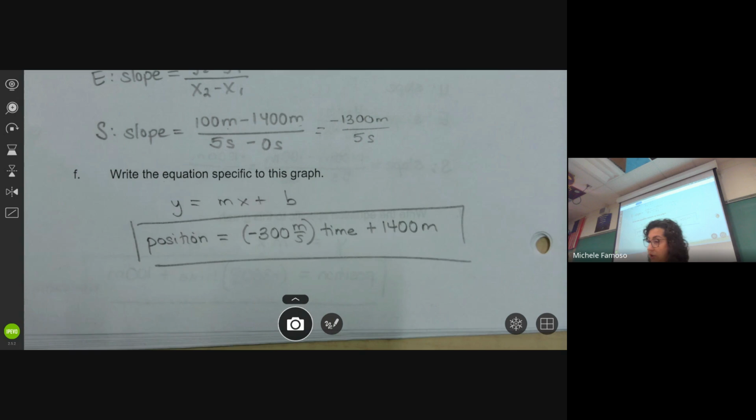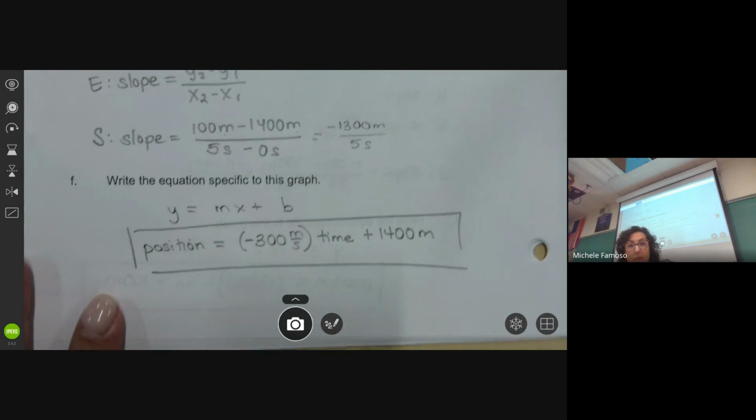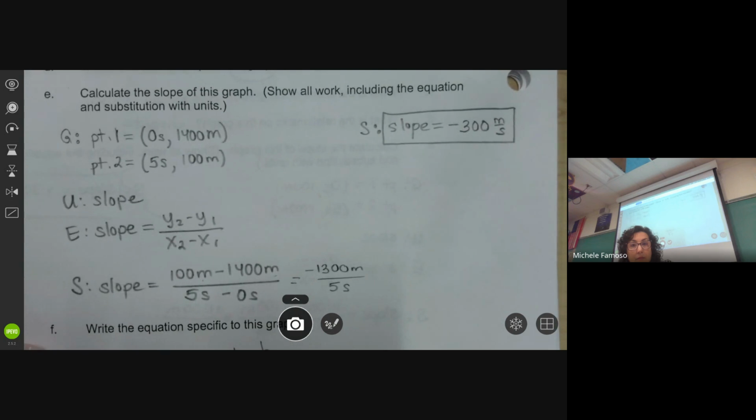Okay. Any questions on page 18? Yep. Right. Yep. One sig fig because of the 5 seconds.